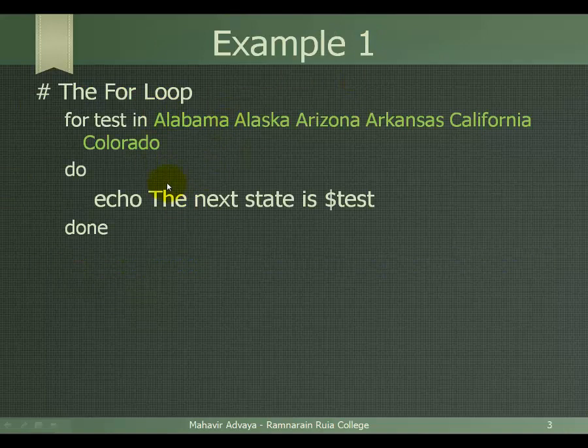This is example 1. You have test as the variable in, and this is a list of values through which the for loop will iterate. Initially when you run the program, the first value assigned to test will be Alabama. In the do loop it will print the next state is the state name. In the second iteration it will take the value Alaska, so the value for test becomes Alaska, and so on. Like this it will print these 5 state names and then quit from the loop. This is how the for loop gets executed.